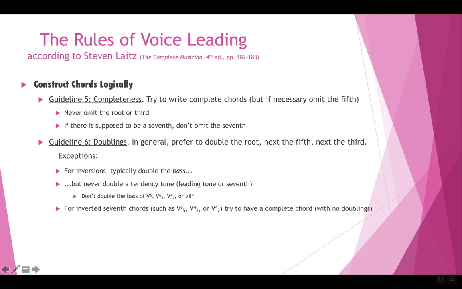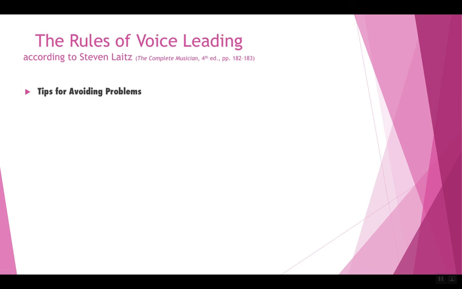That's because we're usually having four voices, and there's only three notes in a chord. If it's a 7th chord, you have four notes in the chord, but you still often omit the 5th. But if the chord is inverted, it's best to try to have all four voices on different notes of the chord. You want to try to have a complete chord if it's an inverted 7th chord. Just try to remember that for now, or keep it in the back of your mind.